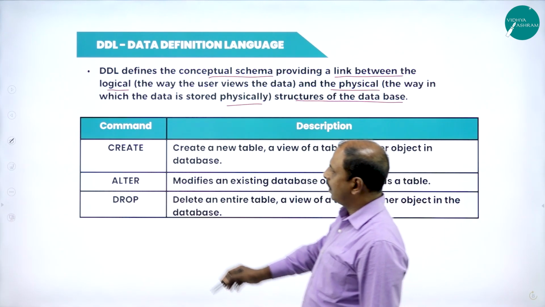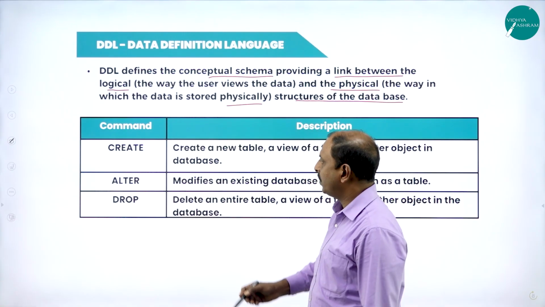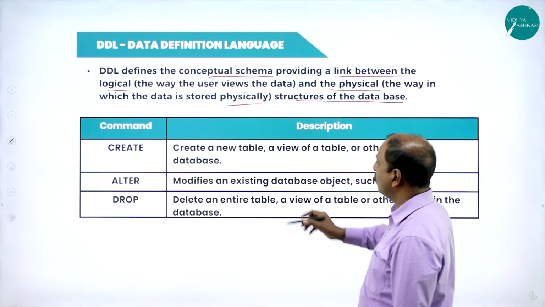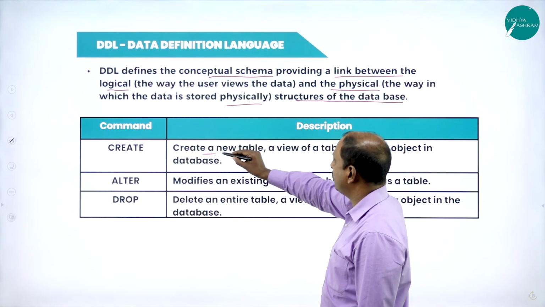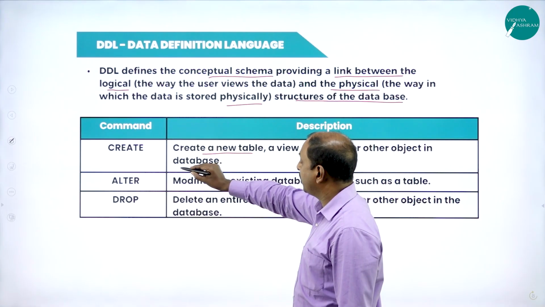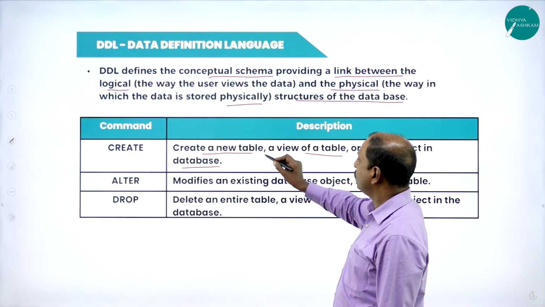Here there are 3 commands which belong to DDL. The first one is create. What is the create command? It is used to create a new table, a view of a table, or another object in a database. So the create command is used to create a new table.